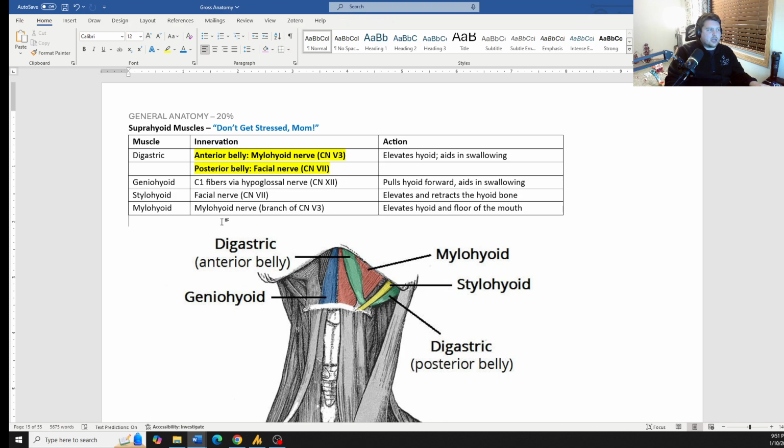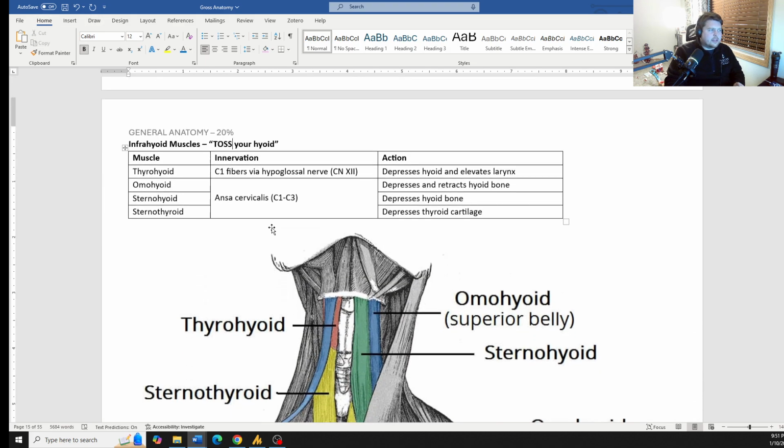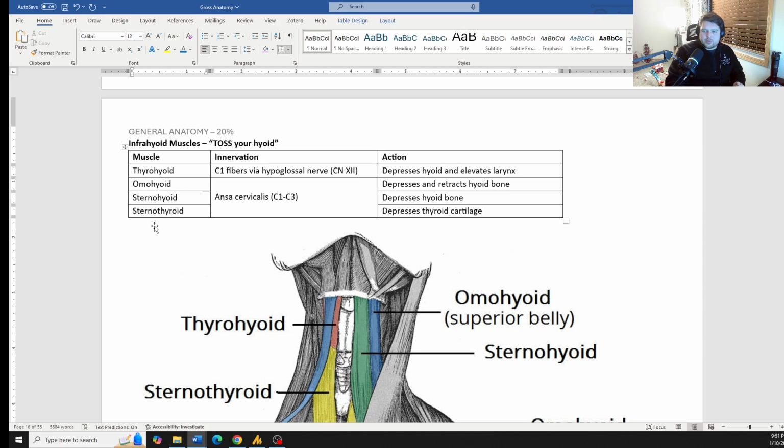The way that they'll ask this type of question is, again, which of the following is not a suprahyoid muscle? And they'll give you one of the infrahyoid muscles thrown in there as a distractor. To remember our infrahyoid muscles, we say toss your hyoid: the thyrohyoid, omohyoid, sternohyoid, and sternothyroid. Let's remember ansa cervicalis.